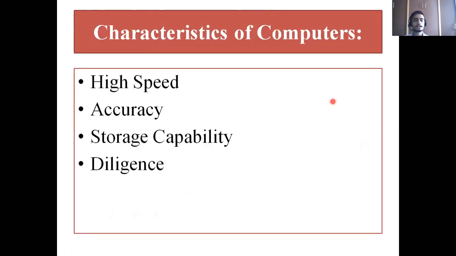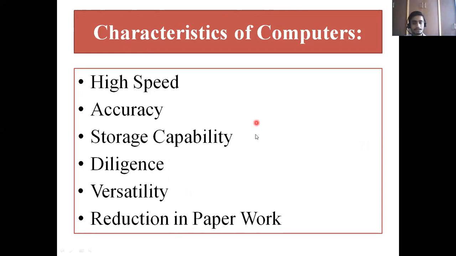Okay, coming to the next slide, which is about the characteristics of the computer system. Here you can see on your screen: high speed, accuracy, storage capability, diligence, versatility, reduction in paperwork, etc. The names suggest everything, I guess. High speed: what do we mean by high speed? The computer performs every task in a very rapid manner. You just click and Google will open. You click on any software or application, double click or click, and it will perform your task. So what do we mean by that? It performs every task in a very rapid manner, at high speed.